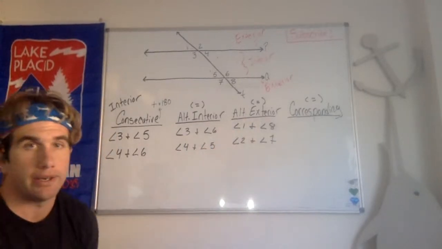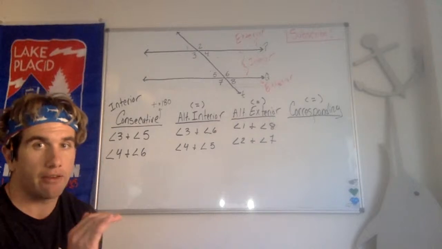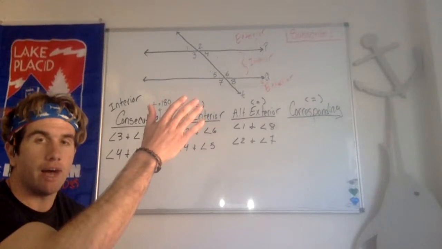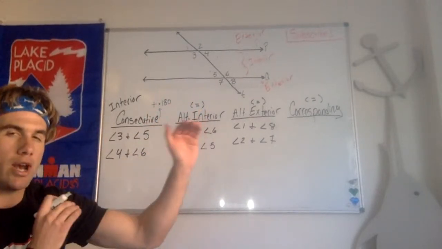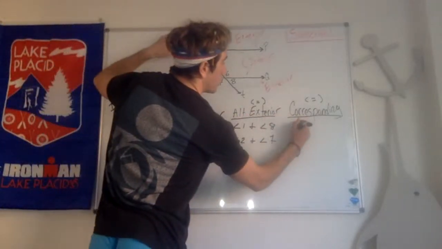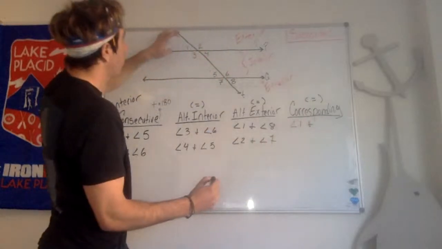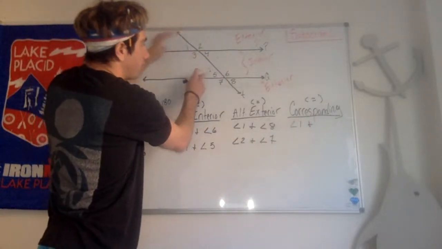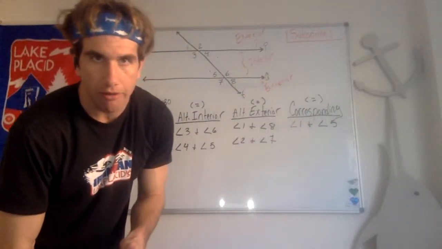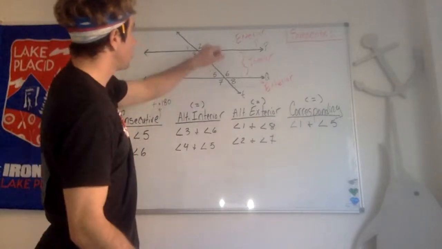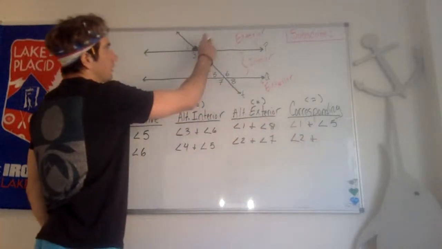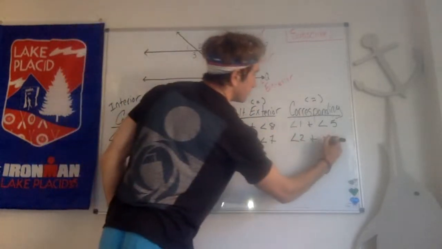Let's go to correspondent, okay? Correspondent, there's a lot of correspondent angles. So correspondent, same side of transversal, and it's kind of like one in, one out. So correspondent angle, we're going to start with angle 1. So what corresponds to angle 1? It's angle 1 and angle 5. Okay? What are the other correspondent angles? Start with 2. Bam, angle 6.